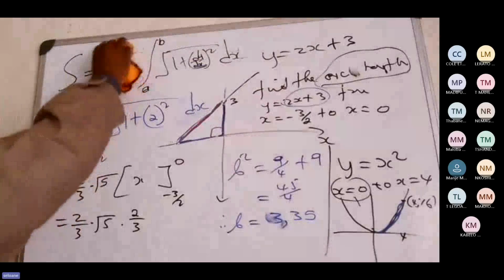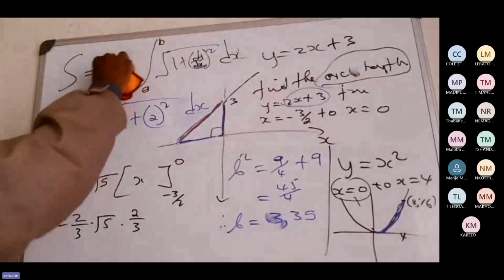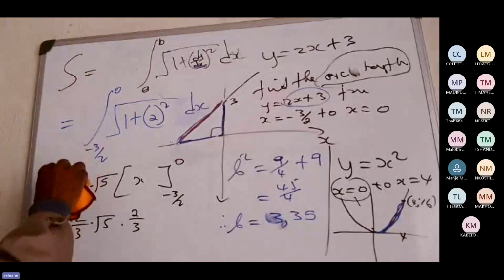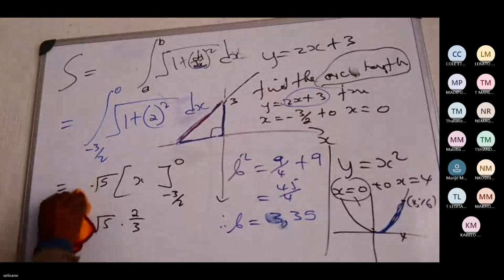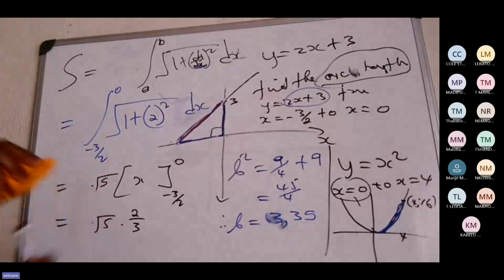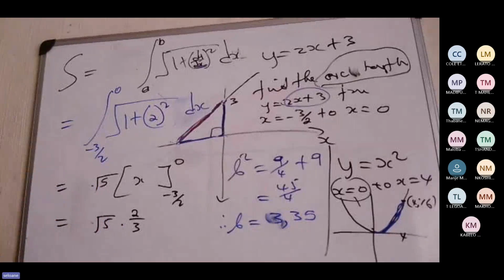So then this is out. So the answer should be this one, which is 2 the square root of 5 over 3. That's correct? Yes? No, still it doesn't.